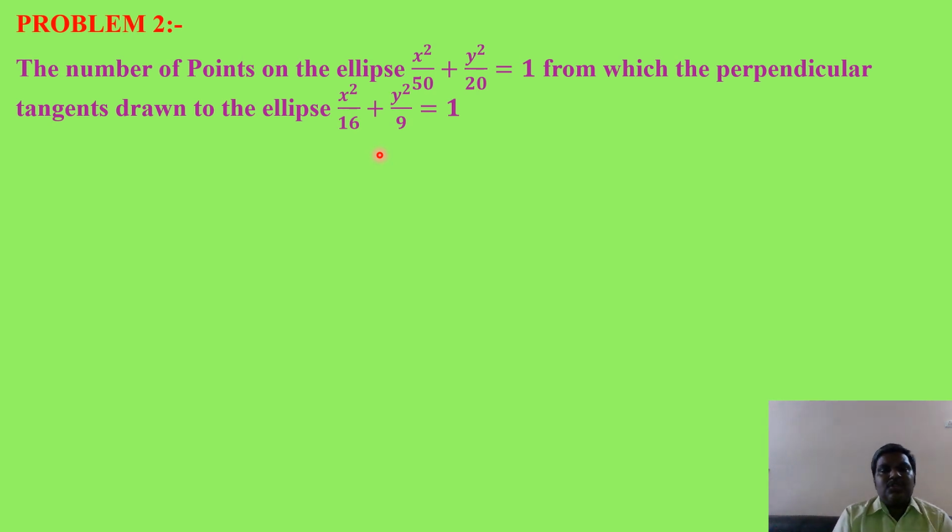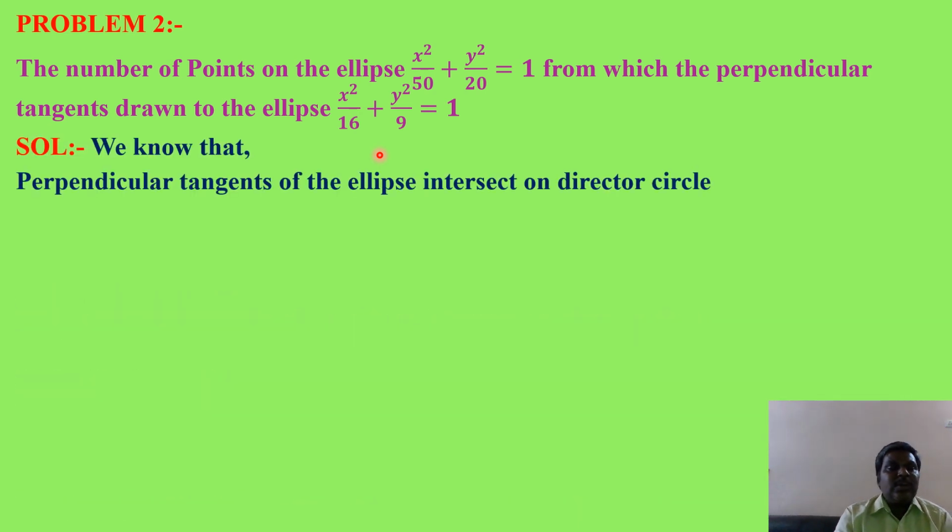The central idea of the problem is that perpendicular tangents intersect on the director circle of the ellipse. So what is the equation of the director circle? x square plus y square is equal to a square plus b square, that is 16 plus 9, 25. So what is its radius now? R is equal to 5.